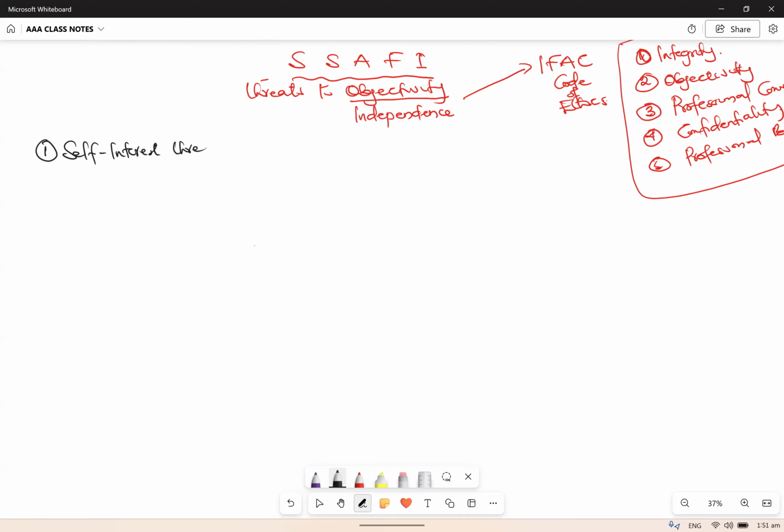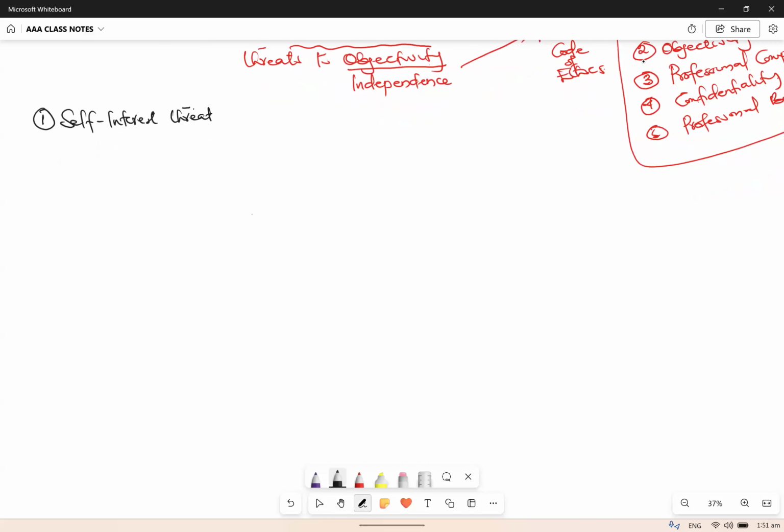Self-interest threats. Now, what are self-interest threats? We are looking at a situation whereby the auditor has an interest in the client. What kind of interest are we talking about? We are talking here about financial interest. That will be one of them.